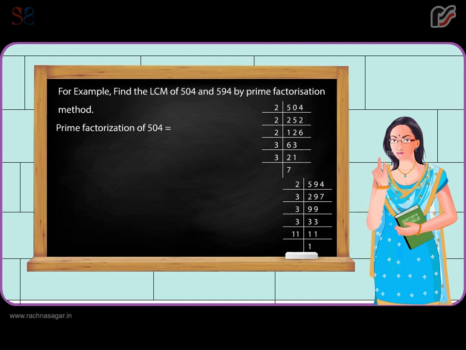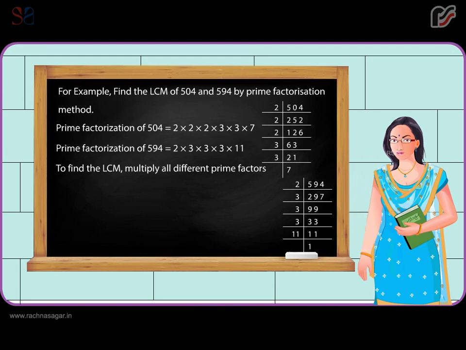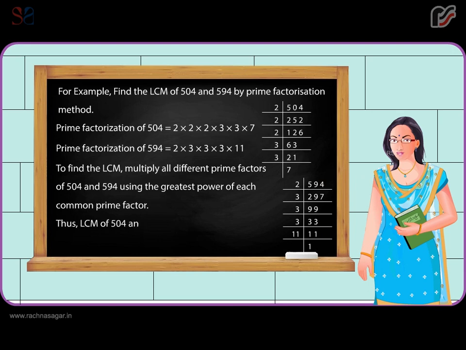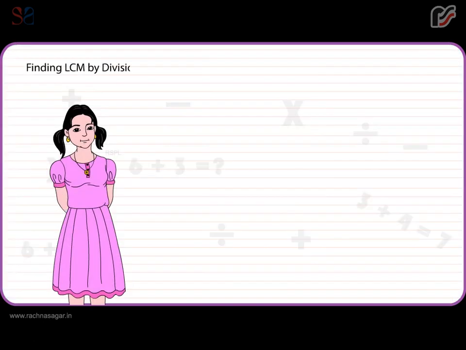Prime factorization of 504 is equal to 2 multiplied by 2 multiplied by 2 multiplied by 3 multiplied by 3 multiplied by 7. Prime factorization of 594 is equal to 2 multiplied by 3 multiplied by 3 multiplied by 3 multiplied by 11. To find the LCM, multiply all different prime factors of 504 and 594 using the greatest power of each common prime factor. Thus, LCM of 504 and 594 is equal to 2 multiplied by 2 multiplied by 2 multiplied by 3 multiplied by 3 multiplied by 3 multiplied by 7 multiplied by 11 is equal to 16,632.